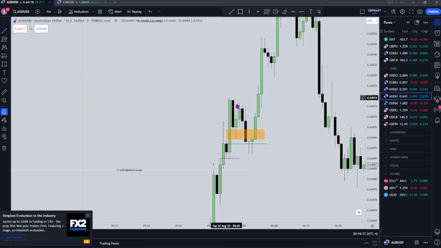Low, high, lower low. Do we have a breaker block? Of course. Where? Here. Draw that out. What happens? Fair value gap and trade to it.